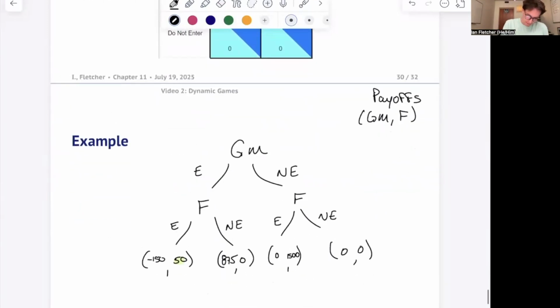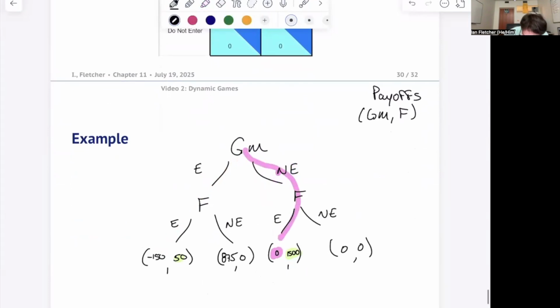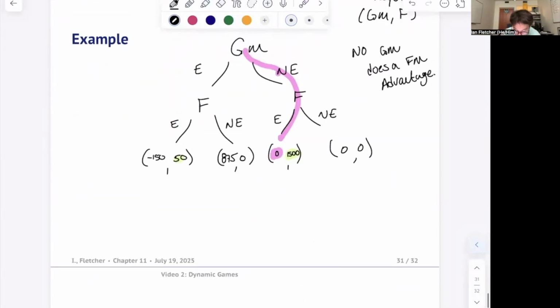Okay. So if GM decides not to enter, Ford should still decide to enter. And so now GM is choosing, do we want to go this pathway or do we want to go this pathway? Well, choosing between those two, they should choose not to enter. So we should be here. And so, no, GM does not have a first mover advantage because Ford is always going to enter.